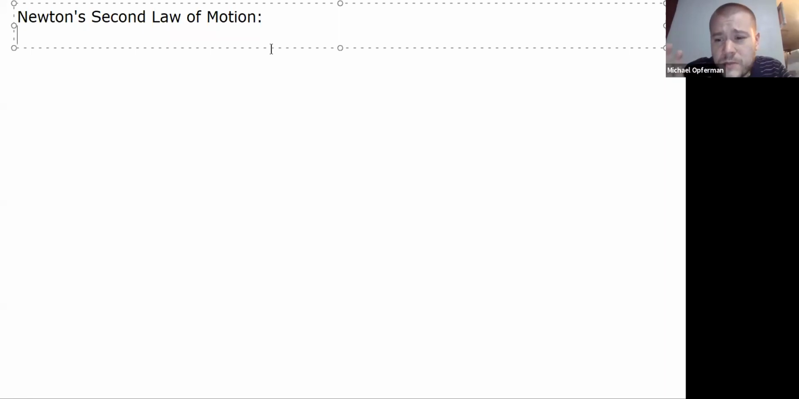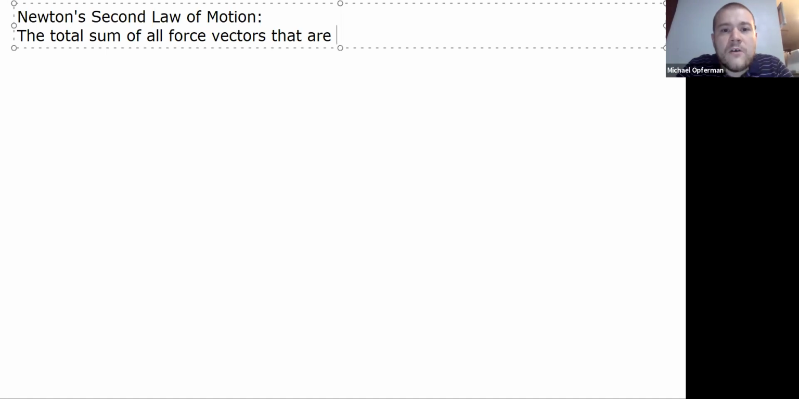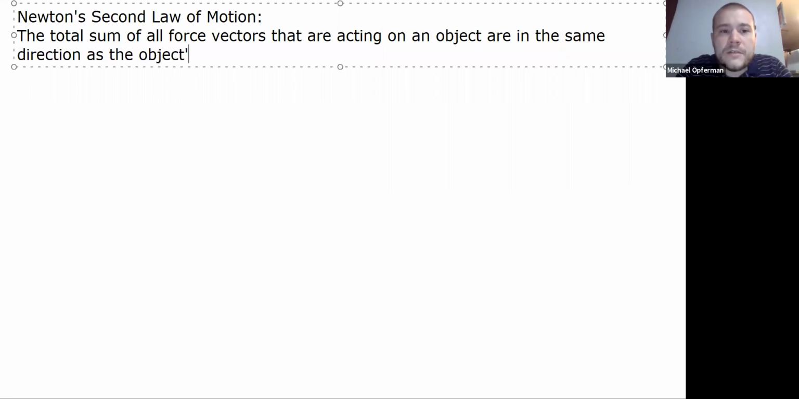Let me say it in words first before I give you the equation, because it's important to really wrap your head around what it means. Newton's second law of motion says that the total sum of all force vectors that are acting on an object are in the same direction as the object's acceleration. Okay, so I sort of packed a lot of information into that sentence. Let me unpack it a little bit.